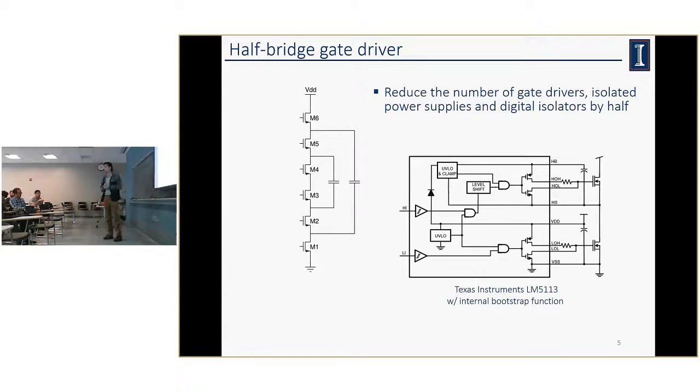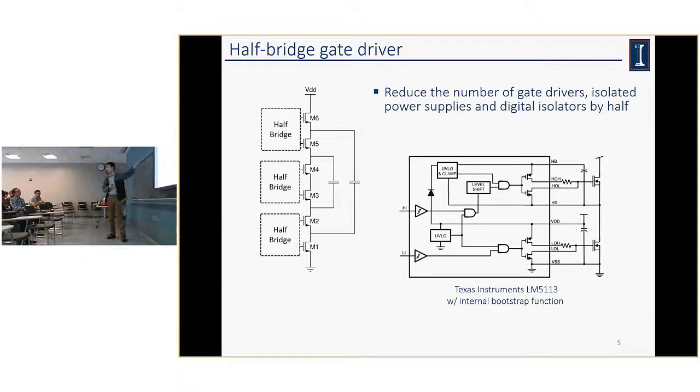So let's start from the very basic. That's to reduce the number of components. This is the technique we used in the little box challenge. We use half-bridge gate drivers. A half-bridge gate driver is a chip that includes 2 smaller gate drivers in a single chip. So instead of using 1 gate driver for every single switch, every 2 switches only need 1 gate driver. So with this topology, we reduce the number of gate drivers by half.